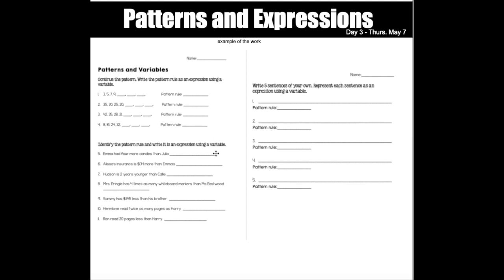The next section is practicing what we did yesterday, so identifying a pattern rule and writing it as an expression using a variable. So in this case, Emma had 4 more candies than Julia. So use a variable and look for the words that will help you identify. For example, more. You might want to underline them. More means add, times means to multiply, less is a subtraction word.